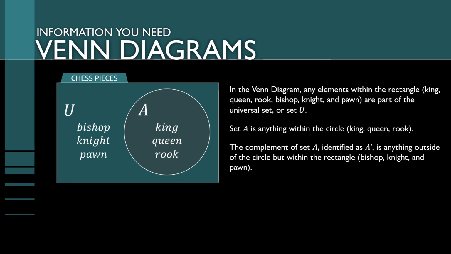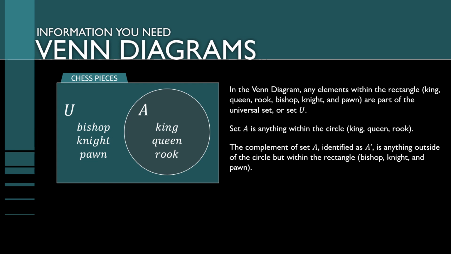In this case, we're going to use the chess pieces, and within the circle are going to be the chess pieces that can move both forwards and backwards. The chess pieces that can move forwards and backwards are the king, queen, and rook. Bishops can move diagonally forwards and backwards, but they can't move in a straight line forwards and backwards. Knights do something weird, and pawns can only go forwards. So you can see that bishops, knights, and pawns are within the universal set, but the kings, queens, and rooks are within the universal set and also in their own set, set A, of chess pieces that can move both forwards and backwards.